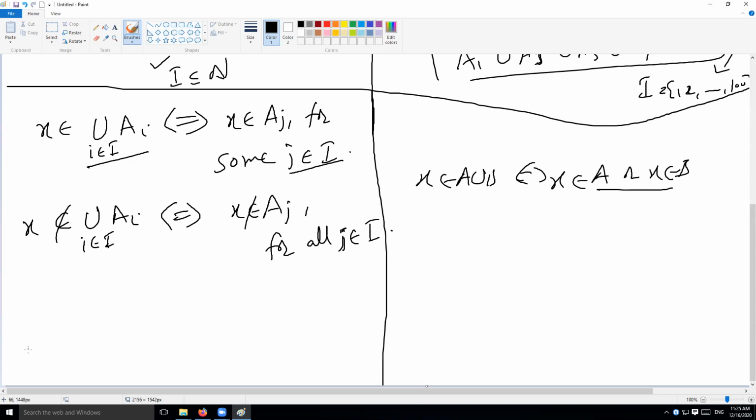How about if I say that x belongs to the intersection of A_i, i belongs to I? What will this mean?